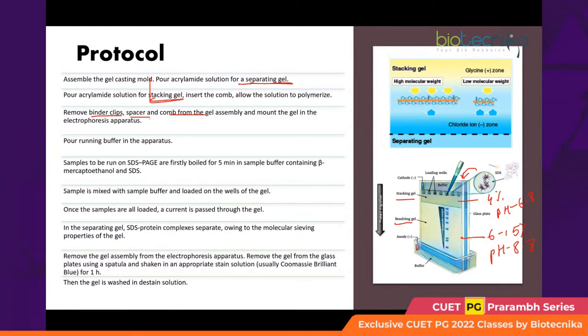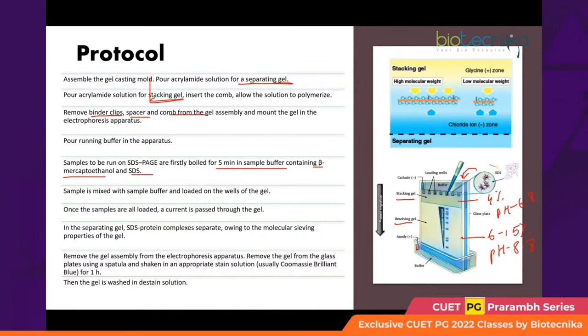Now, how to prepare the sample. The sample that we have to run is the protein solution that we have. First we will boil it for 5 minutes in the sample buffer containing beta mercaptoethanol and SDS. Beta mercaptoethanol will cleave any disulfide bridges that are there, so it will linearize the chain, and then the SDS will bind, giving a uniform negative charge. Then the sample is mixed with the sample buffer and loaded onto the wells of the gel.